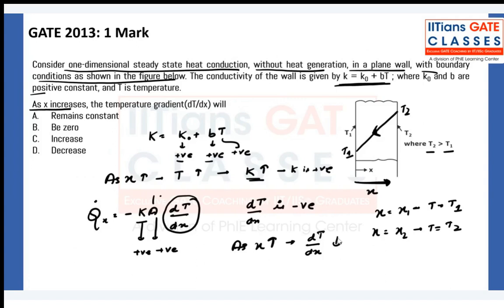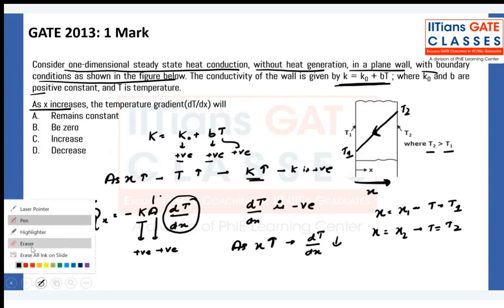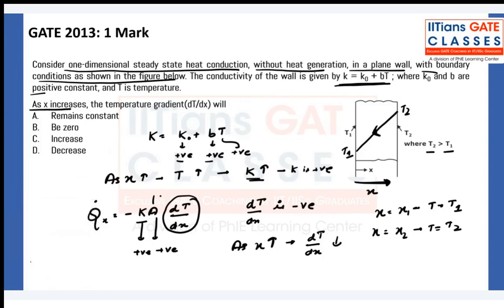It's a simple thing. Look, what are they saying? They are saying that conductivity is varying like this, and this term is positive. This term beta is also positive. Beta can be positive, beta can be negative, but in the question they have given it is positive.